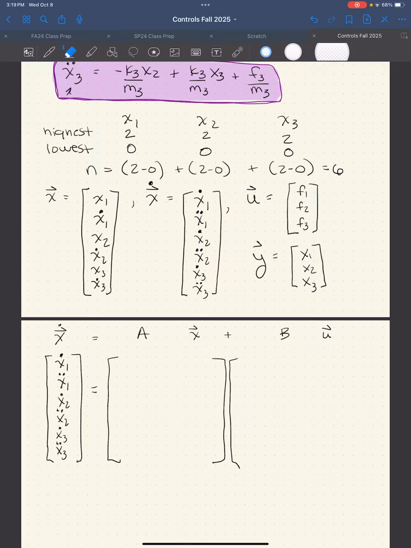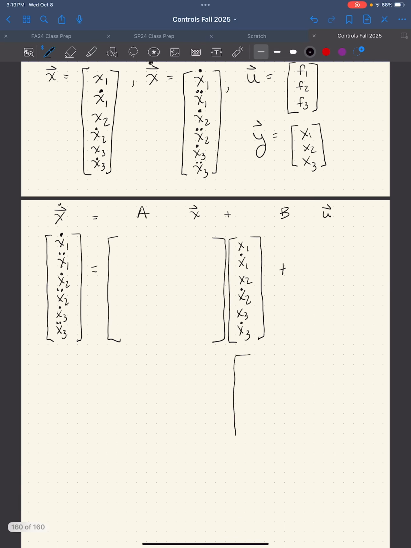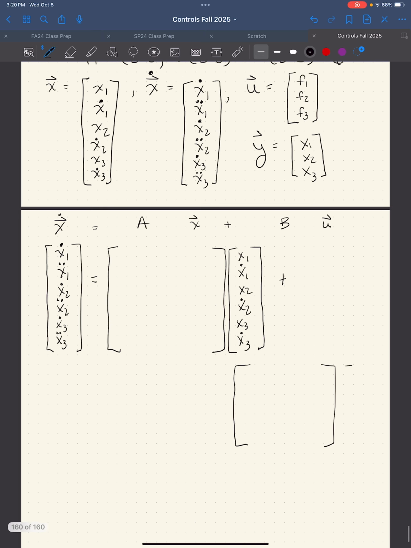times my state vector x, which is x1, x1 dot, x2, x2 dot, x3, x3 dot. Plus, I'm going to have to do B and u on the next line. I'm not actually really sure what shape B is going to take, but I do know what u is going to be. u is going to be f1, f2, f3.